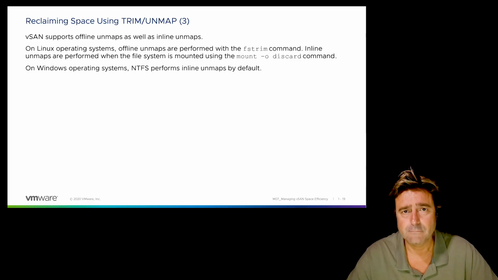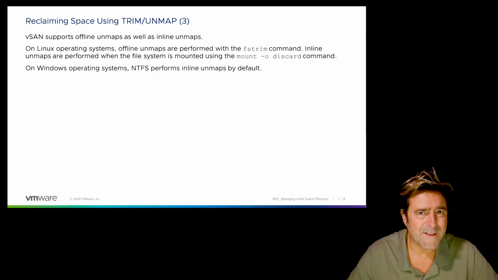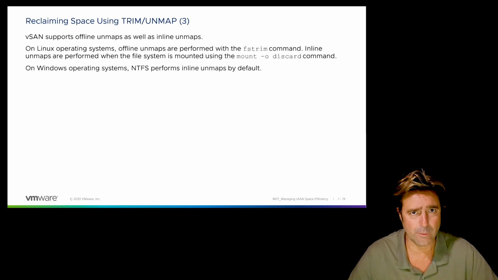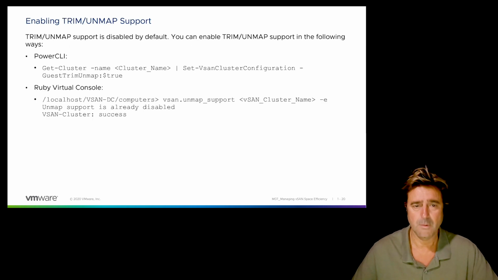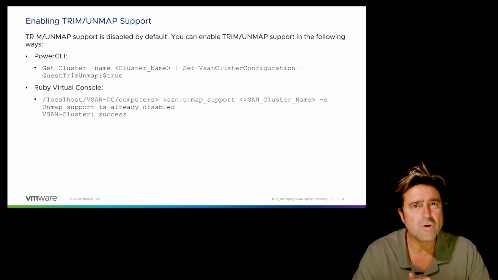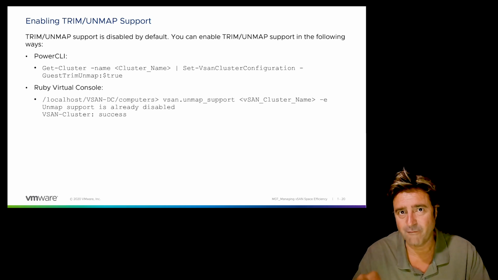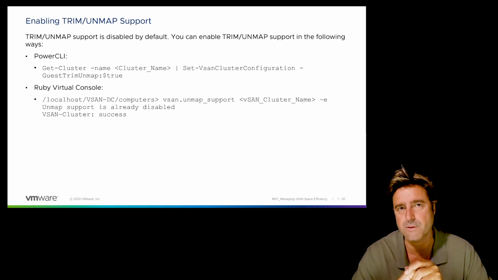So if you look here, we show you commands that you can execute in Linux, and again, what happens in Windows once you have trim and unmap enabled. In Linux, you have a command called fstrim. And this happens automatically if you have an NTFS file system with Windows. Now, here they show you that you can enable trim and unmap either by using PowerCLI or by using the RVC, the Ruby vSphere console.